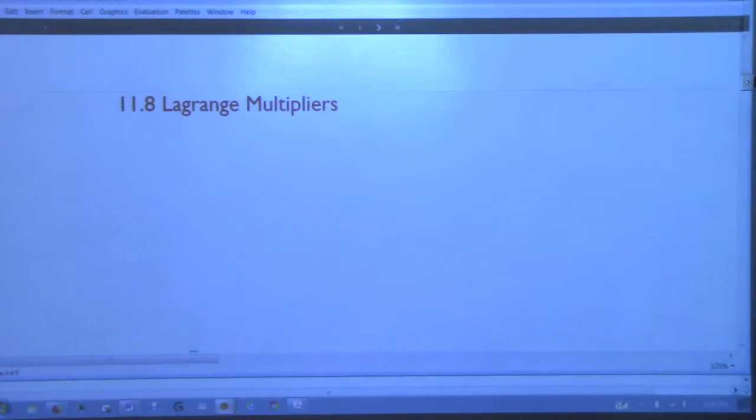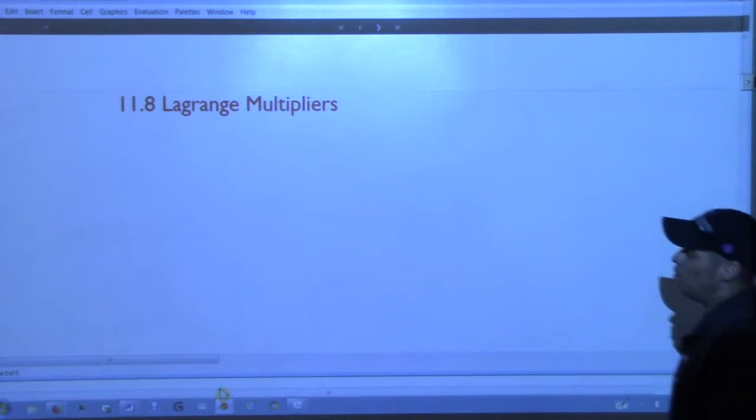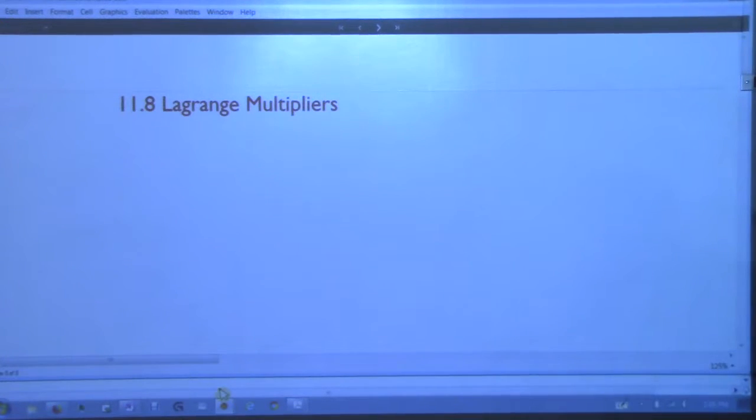And just so you know, the name of this section is called Lagrange multipliers. And that's what we're going to be doing, all right?